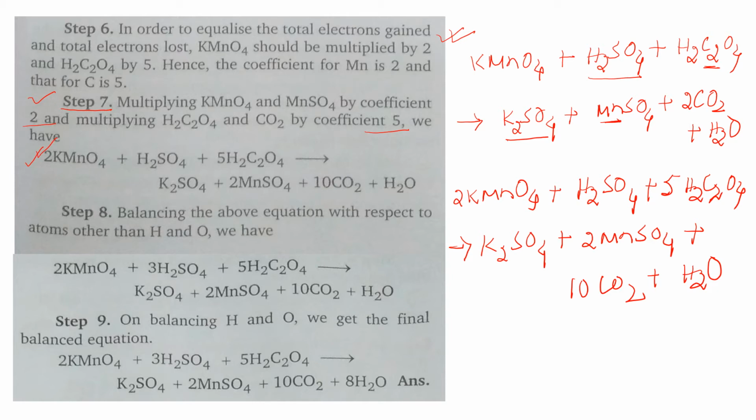What I am getting is 2 KMnO4 plus H2SO4 plus 5 H2C2O4 giving you K2SO4 plus 2 MnSO4 plus 10 CO2 plus H2O. Okay. Now step number 8. What is the next step? The next step is, except hydrogen and oxygen, balance all other atoms.